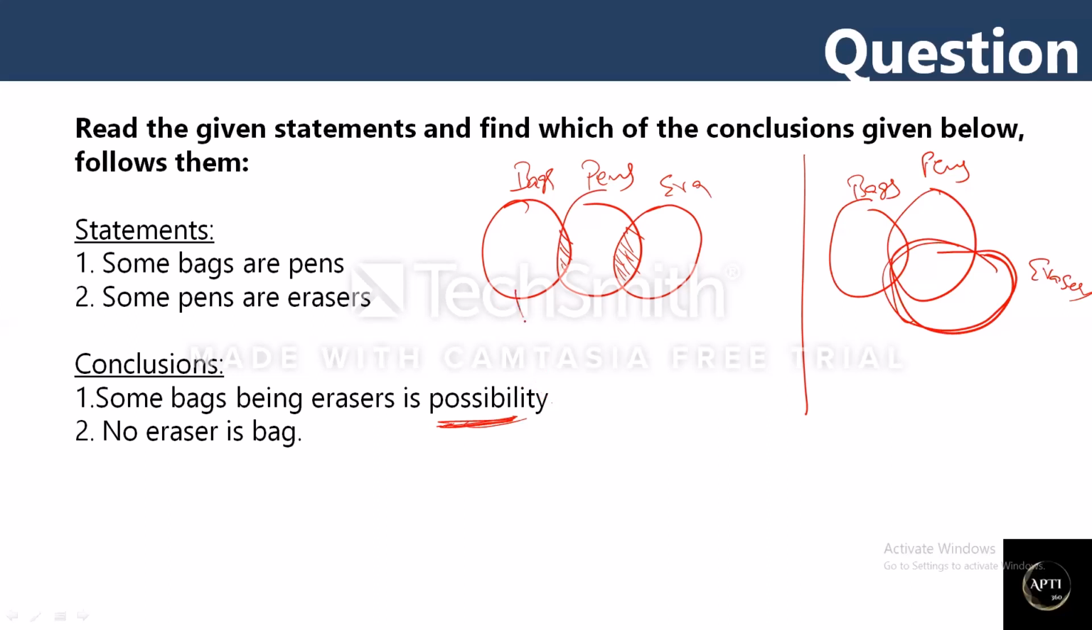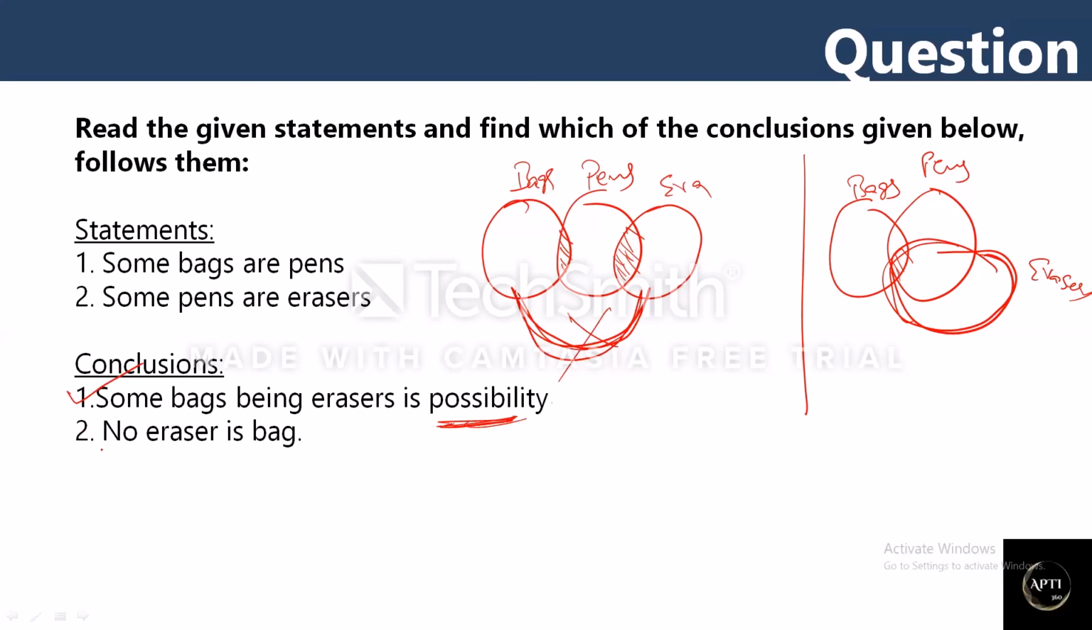Now, is it possible in the minimum case, erasers and bags? Is there any connection between the bag circle and the eraser circle? No. So the minimum case is not satisfied, but possibility means either the minimum case or the maximum case, any one should be satisfied. Minimum not satisfied, but if maximum is satisfied, we can say that conclusion is correct. Some part of erasers being bags, or some bags being erasers, is possible in the first conclusion.